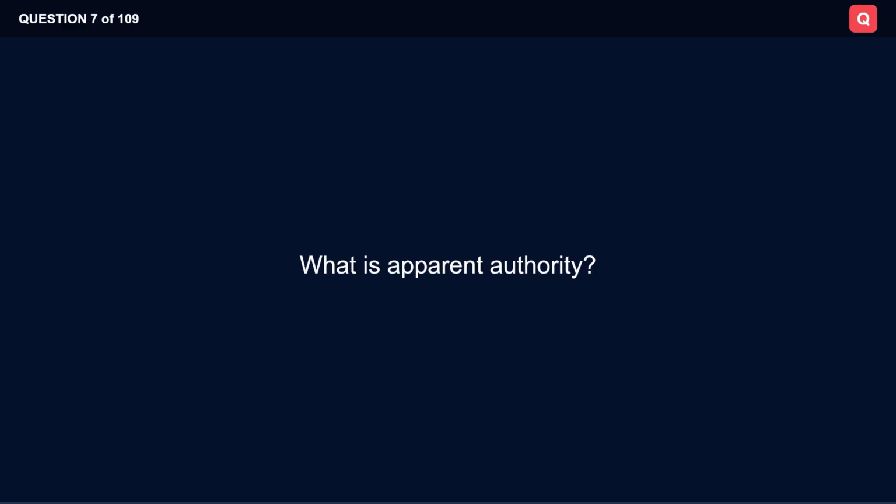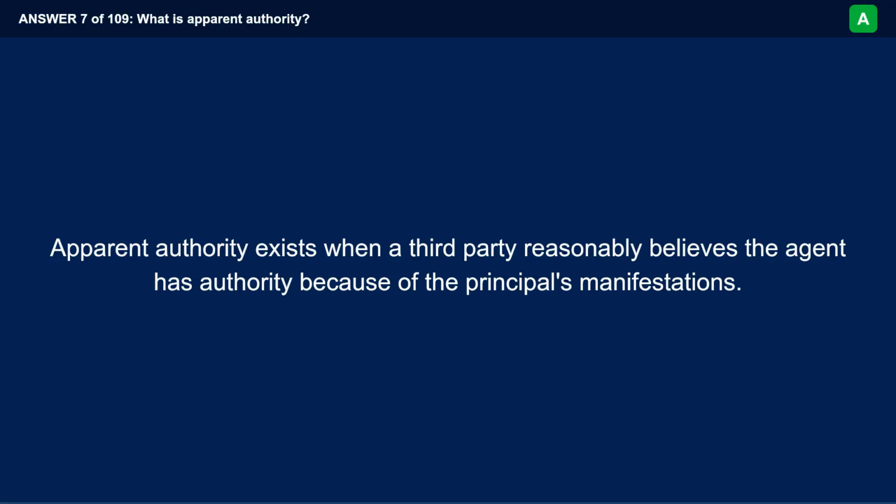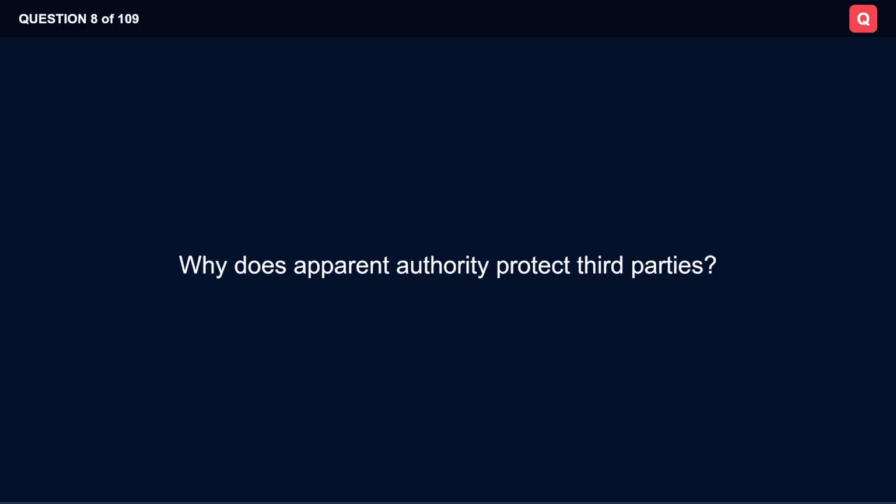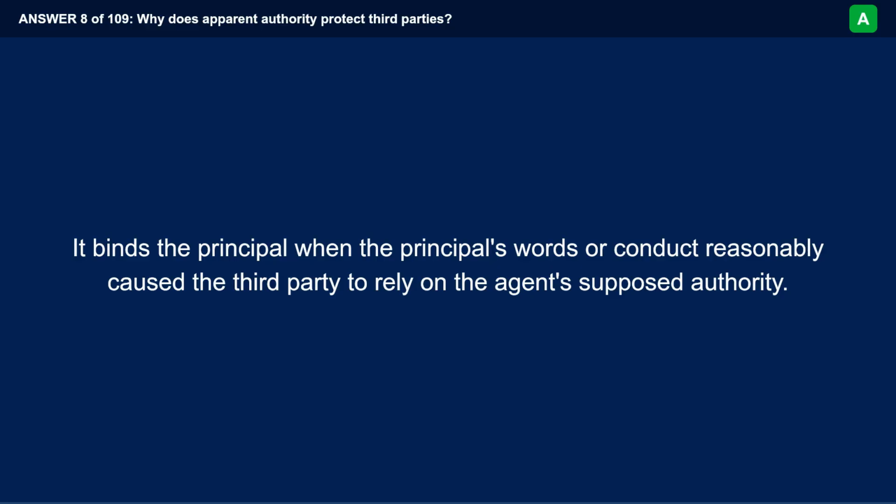What is apparent authority? Apparent authority exists when a third party reasonably believes the agent has authority because of the principal's manifestations. Why does apparent authority protect third parties? It binds the principal when the principal's words or conduct reasonably caused the third party to rely on the agent's supposed authority.